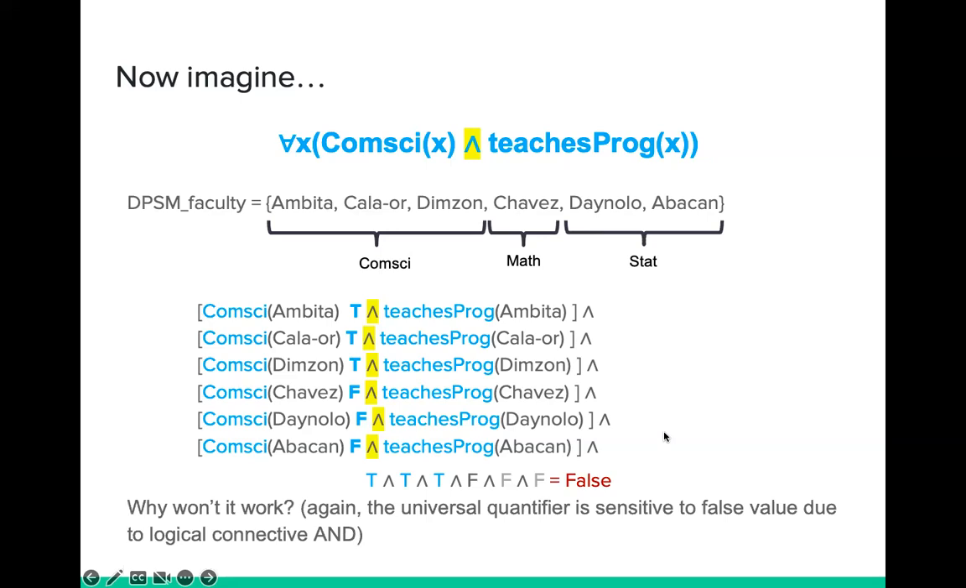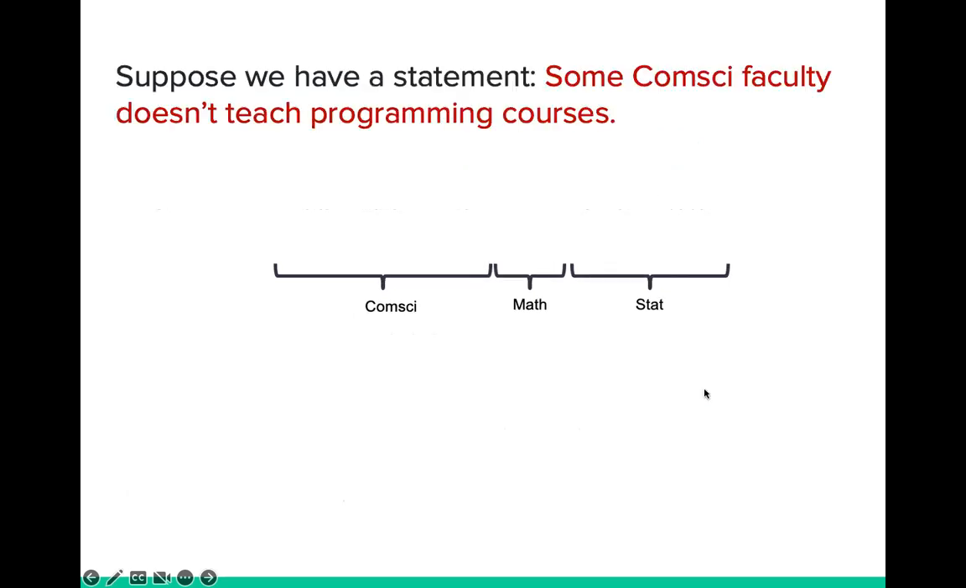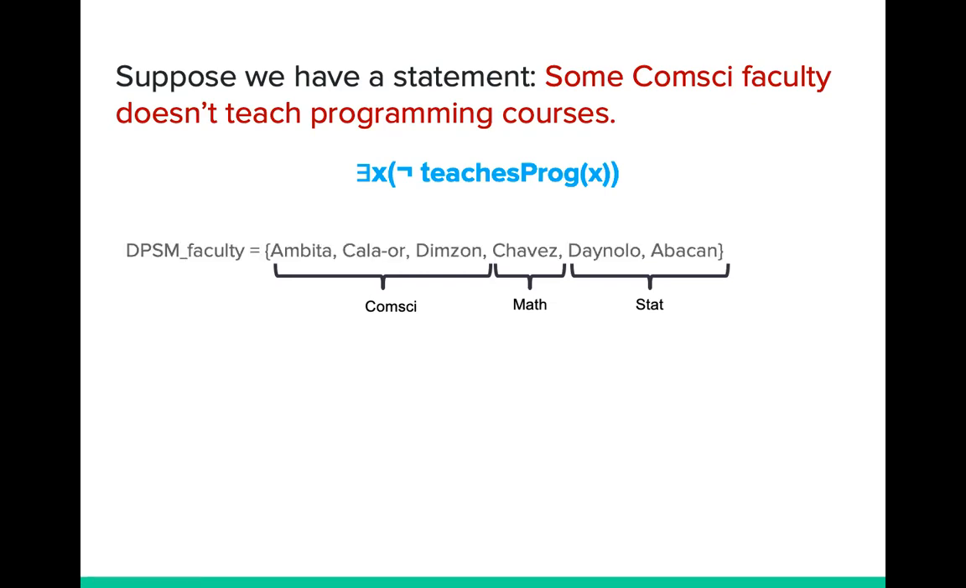So why didn't it work? Again, the universal quantifier is sensitive to false value due to the logical connectivity. So let's also try to have a statement. Some faculty members or some ComSci faculty members do not teach programming courses. And we want to convert this into a predicate or translate this into a predicate logic.